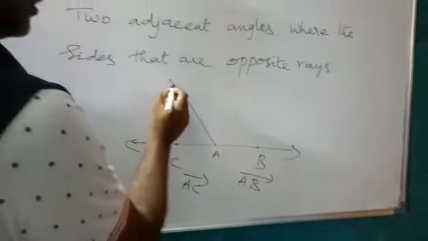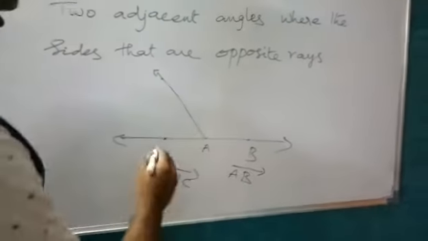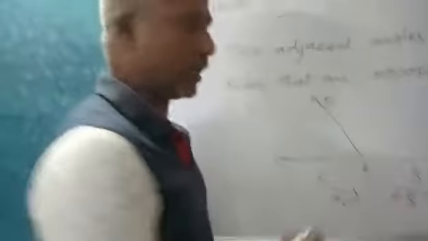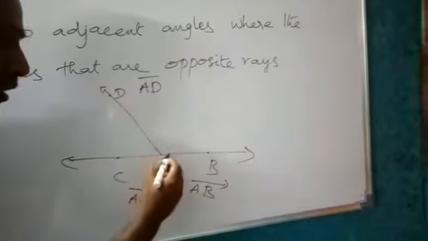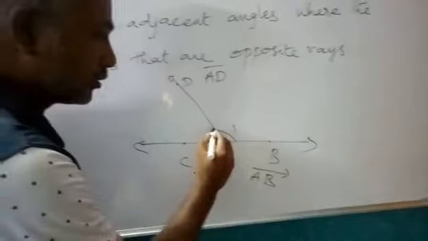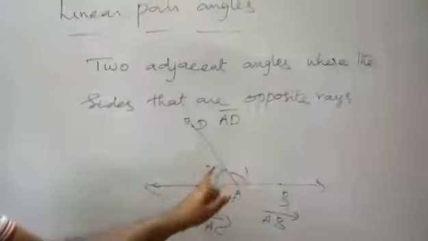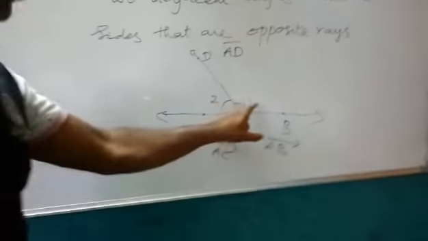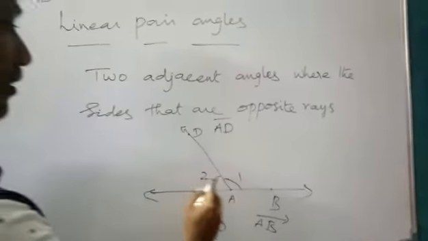Next I am going to make one more ray. Here I am taking A, B, C, and the new point will be D. AD is another line. This line splits the angle. This is angle 1 and this is angle 2. Now 1 and 2 are adjacent angles, because both angles have the common side AD and the common vertex A. So angle 1 is a linear pair of angle 2.